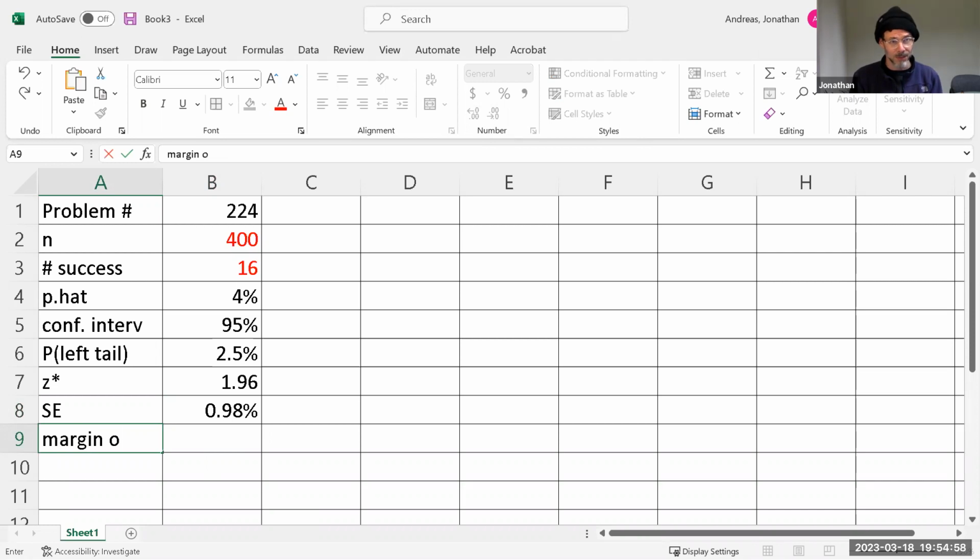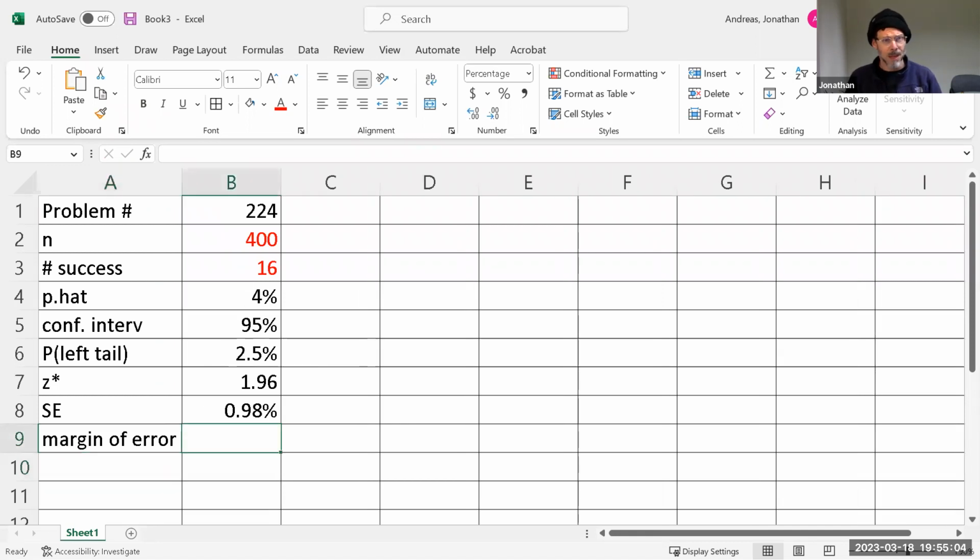Well, I'll write it out. There we go. And let me just expand this so there's space. Okay, so the margin of error is just the standard deviation of the sampling distribution, the standard error, times the z-score, the critical value z-score. So the margin of error is almost 2%.